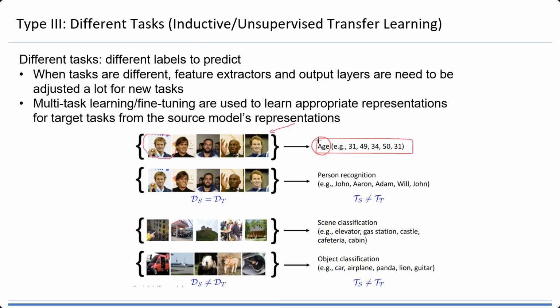Okay, this person, maybe he is 31. This person, maybe he is 49. This person, maybe he is 34. But the other task here is person recognition. So I want to recognize who is this guy. Okay, he is John. Who is this guy? Okay, he is Aaron. Who is this guy? Okay, maybe he is Adam, and so on. So the task is different. The domain is the same. Okay, so we can use this inductive or unsupervised transfer learning.